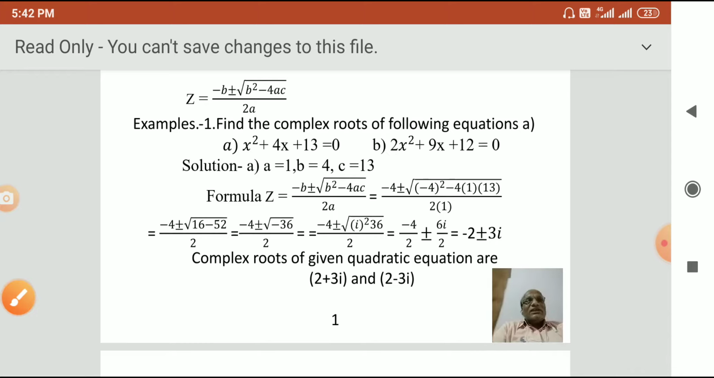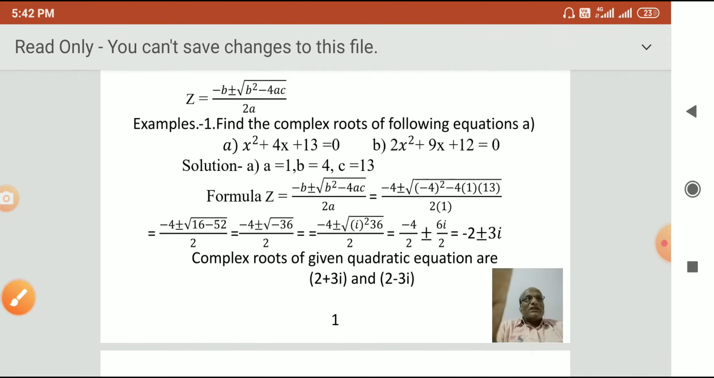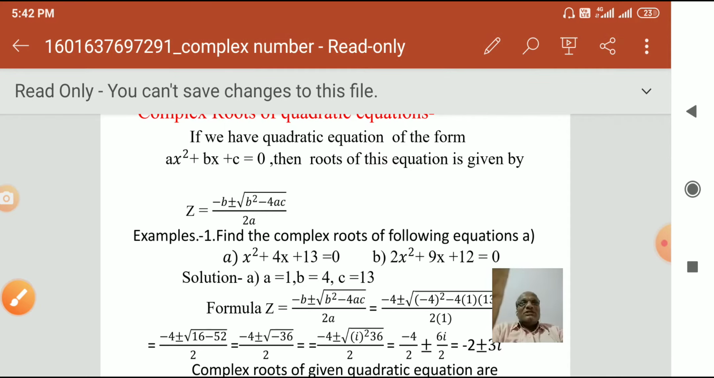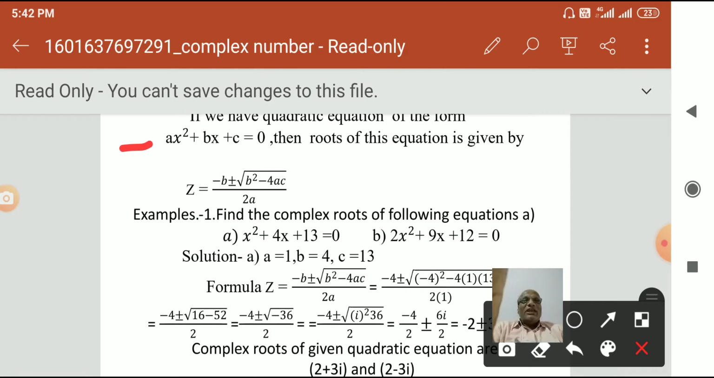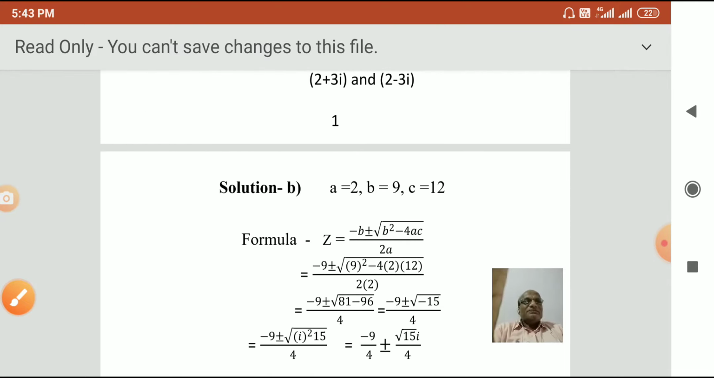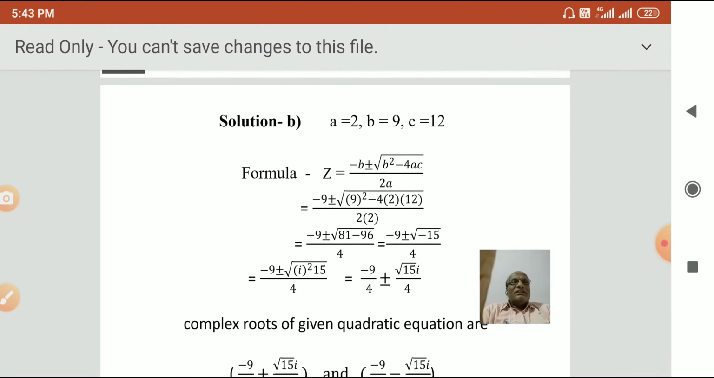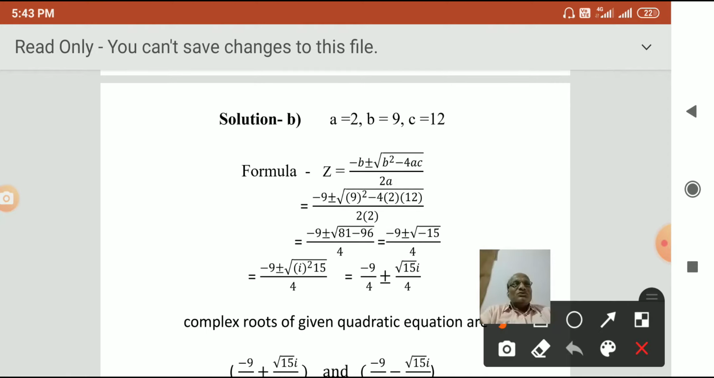Now we take the second example, that is here. So the second example is 2x square plus 9x plus 12 equal to 0. Again we compare this equation with the standard equation, that is ax square plus bx plus c equal to 0. So after comparison we get a equal to 2, b equal to 9, and c equal to 12.